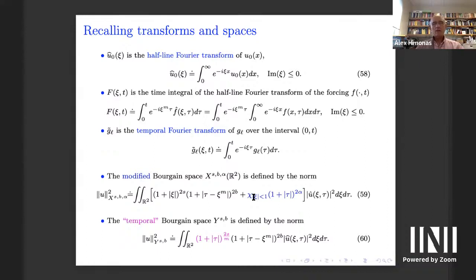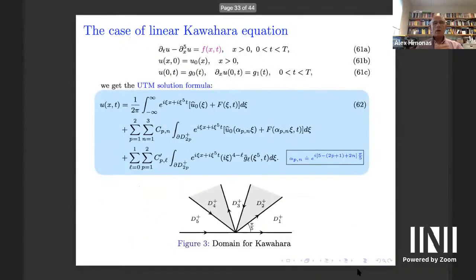And here the Bourgain spaces are precisely the ones that we talked about earlier, but instead of C to the cube, we have C to the M. And instead of dividing by 3 here, we divide by M, because here, one time derivative is equal to M spatial derivatives. And yeah, here is the Kawahara story.